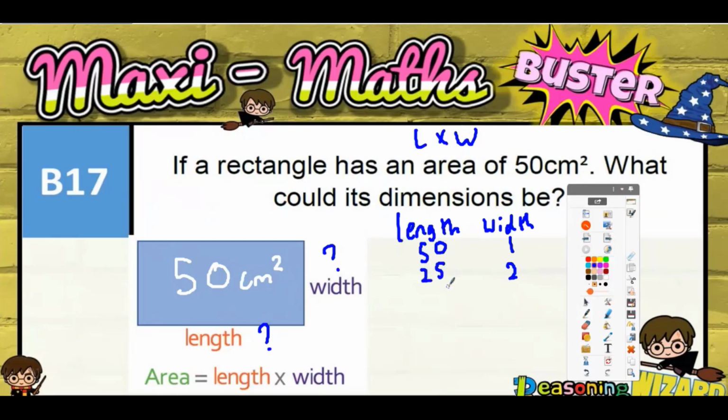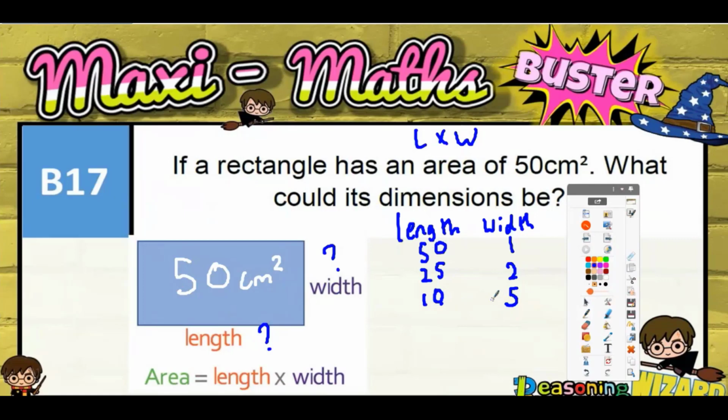3 won't work because that won't go into 50. 4 won't go into 50. 5 will though. 5 times 10. 6 won't work. 7 doesn't divide into 50. 8 doesn't divide into 50. 9 doesn't divide into 50, but 10 does. So 10 would work 5 times.